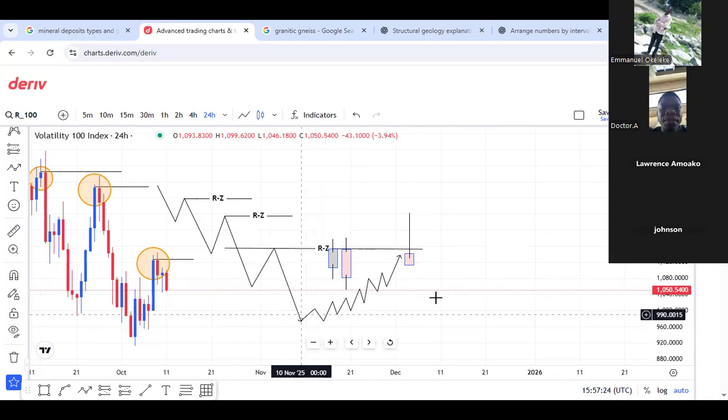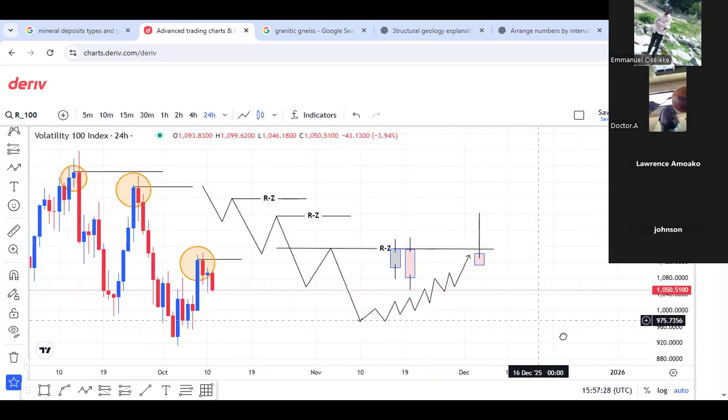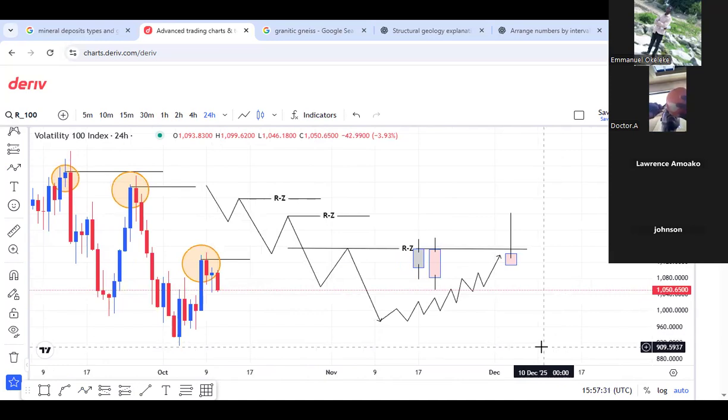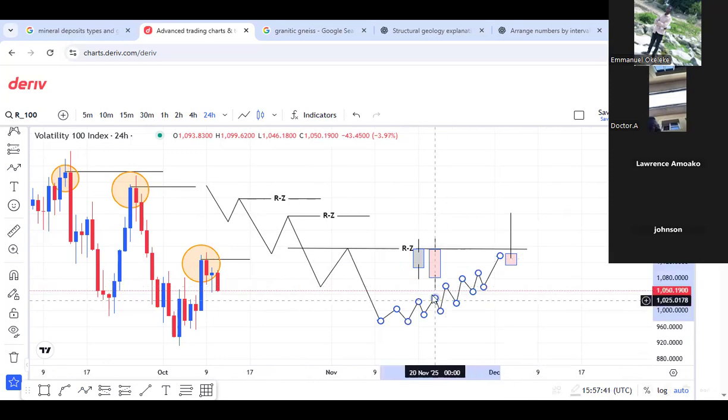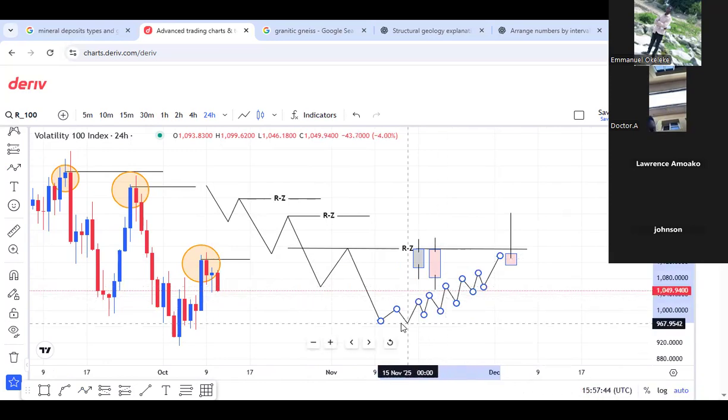You must wait for that candle to close on that time frame. If it does not close on this time frame, then it is not valid. Don't just jump in once you see price reacting to the zone. I hope we are taking this into consideration.